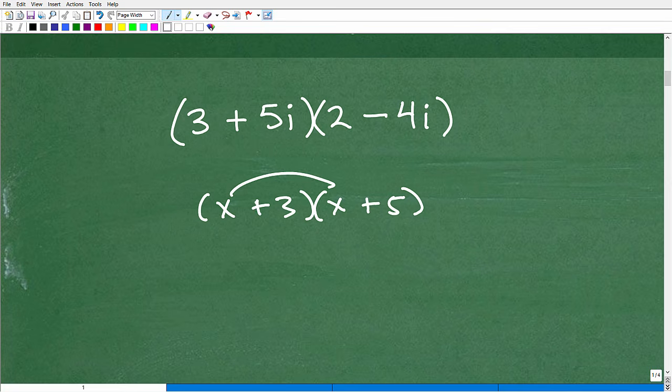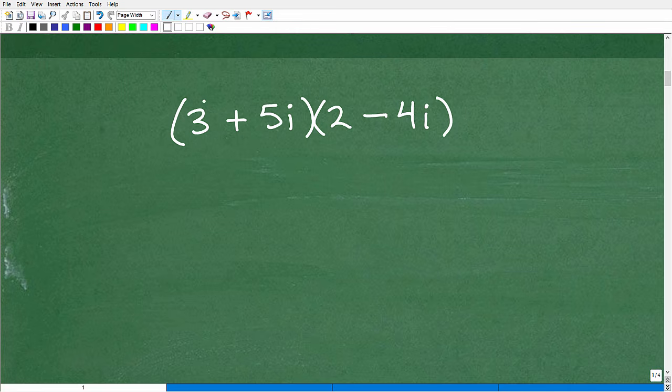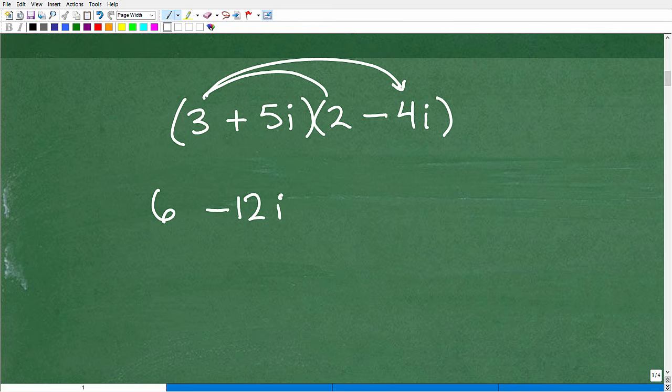We just use that FOIL method: first, outer, inner, last. Then we're going to combine like terms, more or less. So let's go ahead and do this problem. Again, we're going to treat this just like a binomial. So we're going to go 3 times 2, that is 6. And we'll go 3 times this negative 4i, that is going to be negative 12i. We'll put that right there.